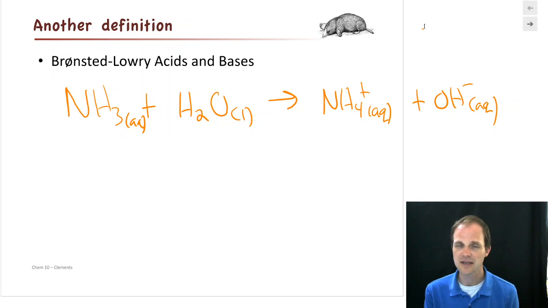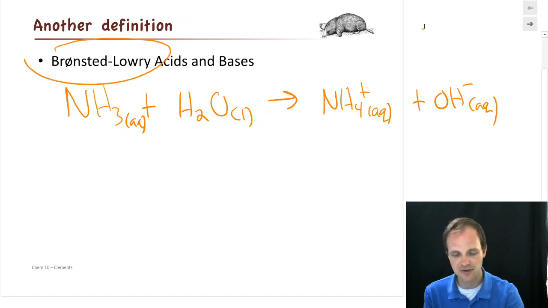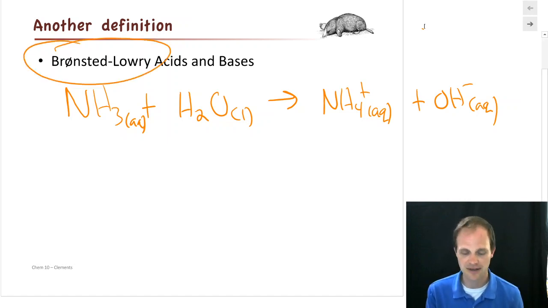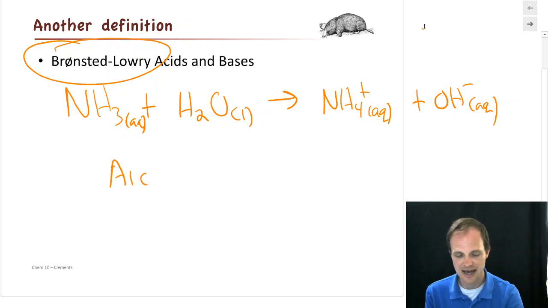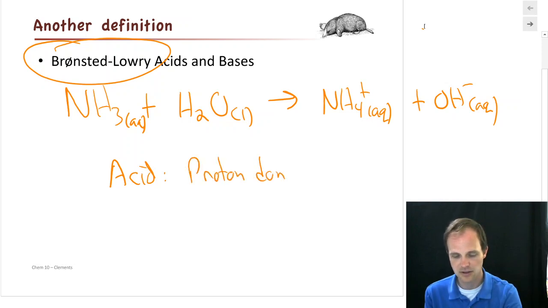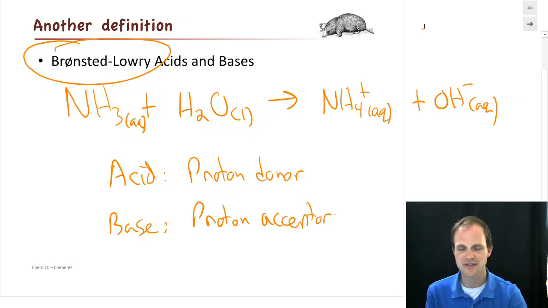But maybe we need another definition that's a little more flexible and can talk about how ammonia is a base here, even though it can't directly produce OH minus. And so Bronsted and Lowry came up with their own definition, and they said that an acid is a proton donor, and a base is a proton acceptor. And why are we all of a sudden talking about protons here?